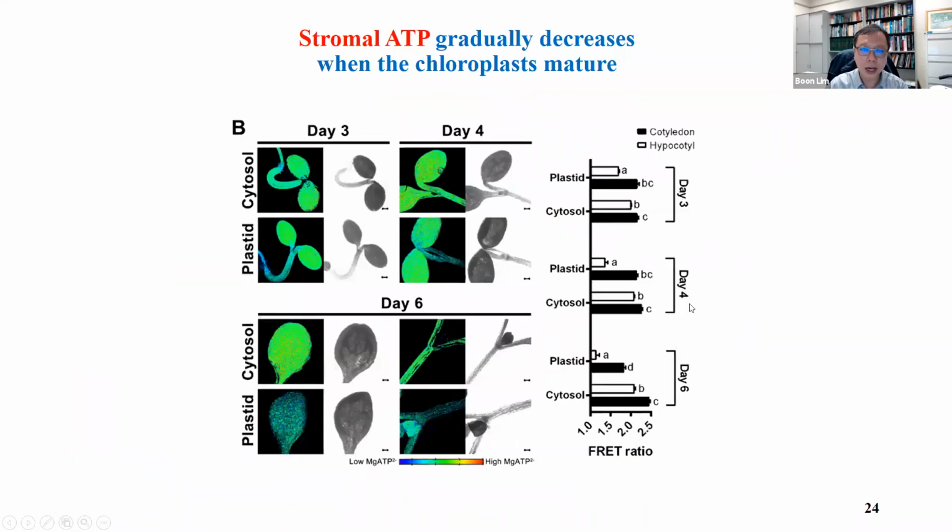So we look at the ATP concentration in chloroplast at younger seedlings. We can see that stromal ATP gradually decreases when the chloroplast matures. So this is in the plastid. This is 3-day-old seedlings, 4-day-old seedlings, and 6-day-old seedlings. So you can see that the ATP level in the plastid actually is decreasing when the seedlings mature.